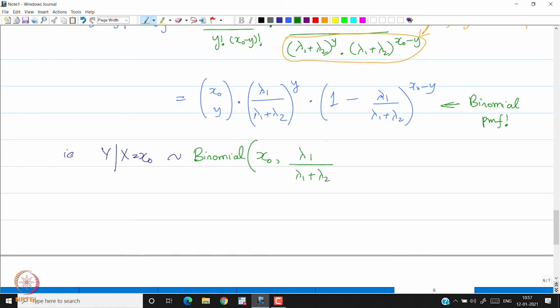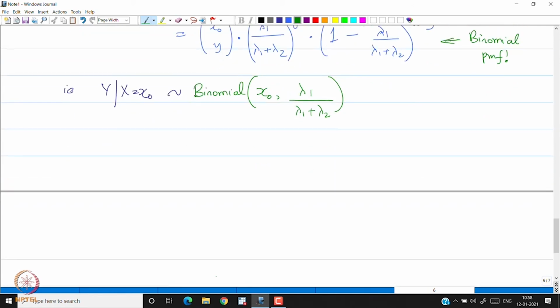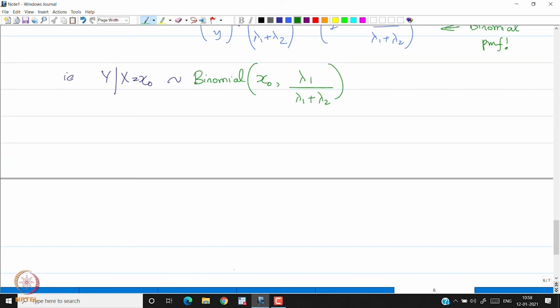This was stated in the blackboard lecture without sufficient derivation. So, I felt that this had to be done. So, we have to derive this conditional PMF of y given x equal to x naught. Now, this result is interesting in its own right, in the sense that it can be used in a variety of other contexts as well, not just to find the conditional expectation of y given x equal to x naught. So, it illustrates this interesting interplay between the binomial and the Poisson distributions.